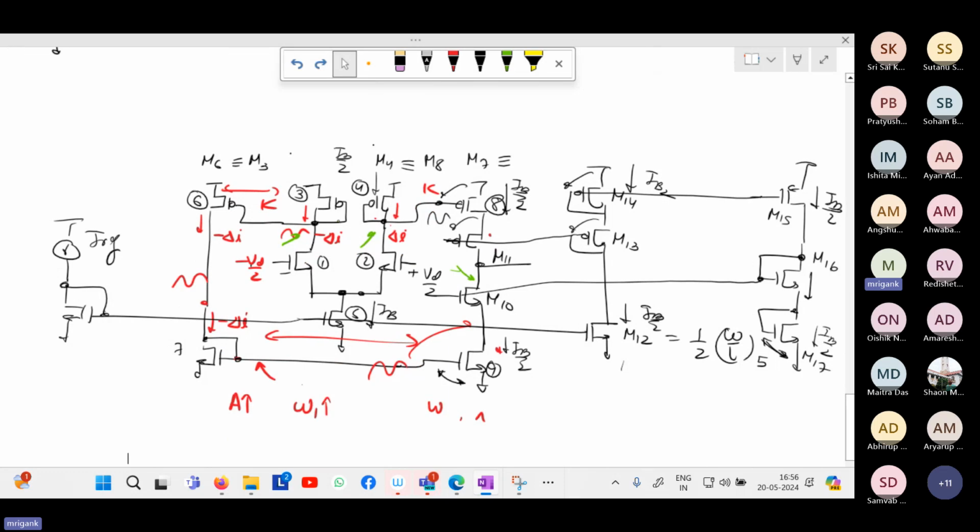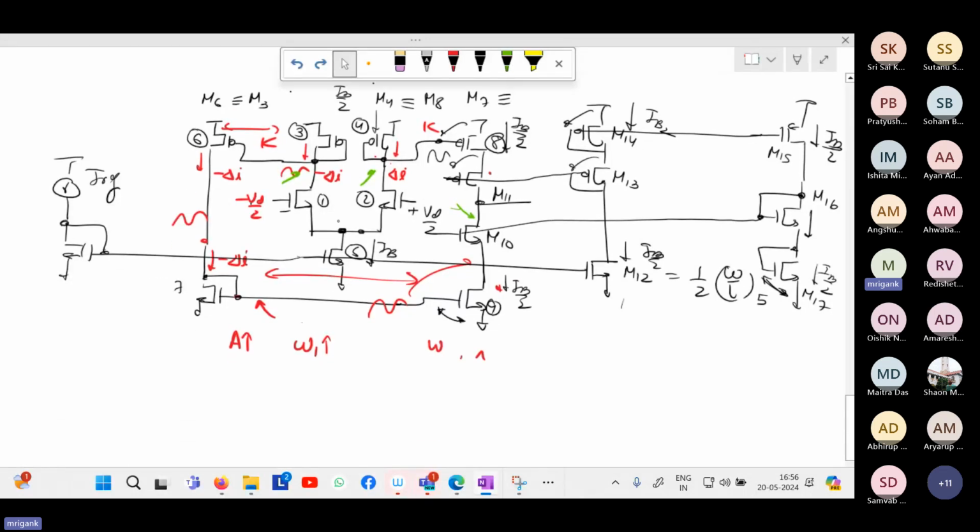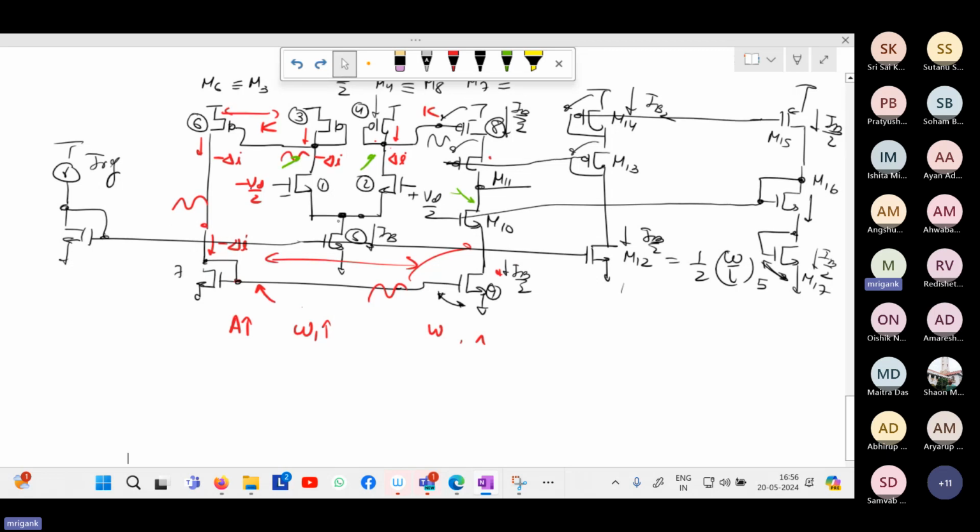There are better ways of biasing. The biasing that I have shown you here is not the best. There are ways in which you can improve this. Have you studied reduced swing cascode mirror? Reduced swing cascode. I think I will cover that tomorrow. Today we had enough. Otherwise, you will also become saturated.